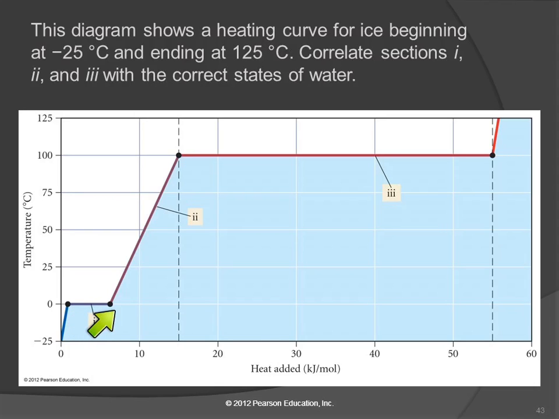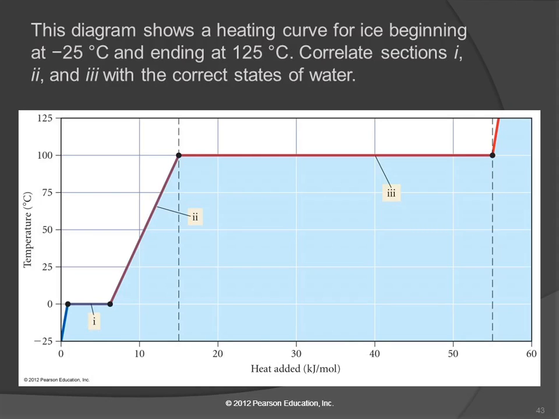Once it all melts, then the temperature can rise. And the temperature rises in a linear fashion until it gets to the boiling point. The water starts to boil. And you see how much longer this plateau is? It takes more energy to boil this amount of water than it did to melt the ice. It takes a lot more energy. So the temperature will stay the same until all the water boils away, and then the temperature of the steam will rise.